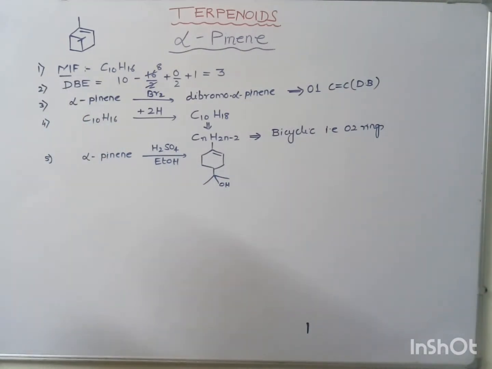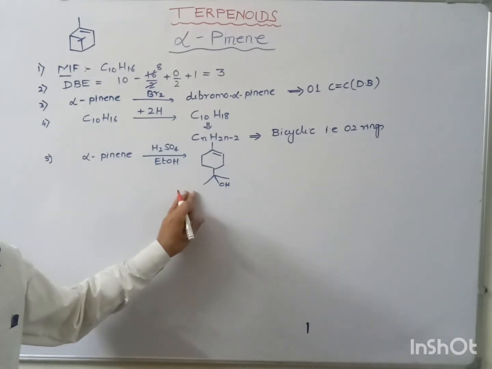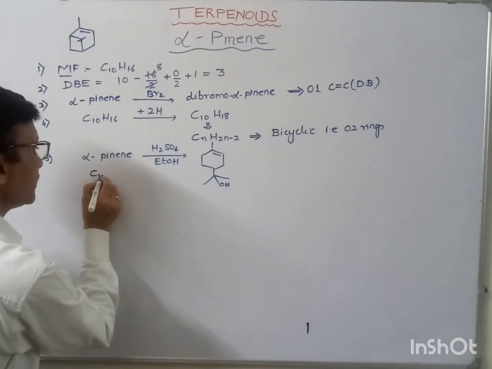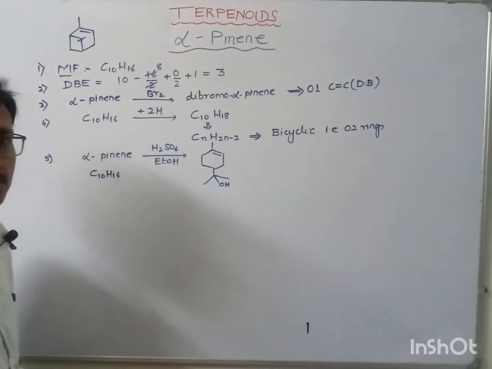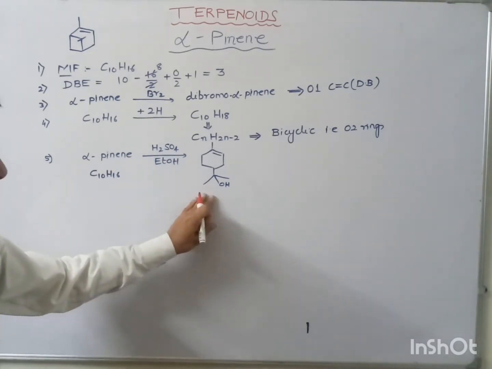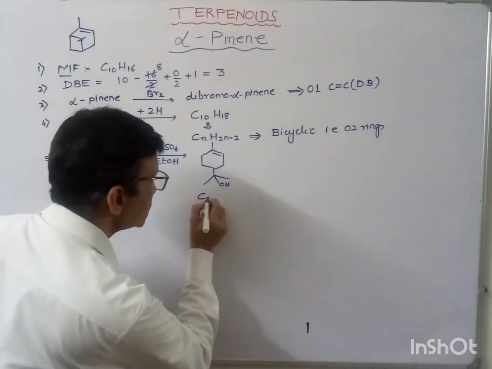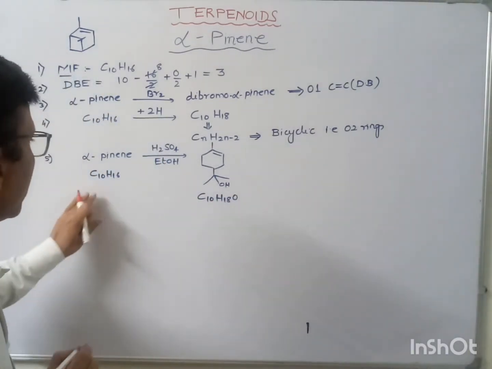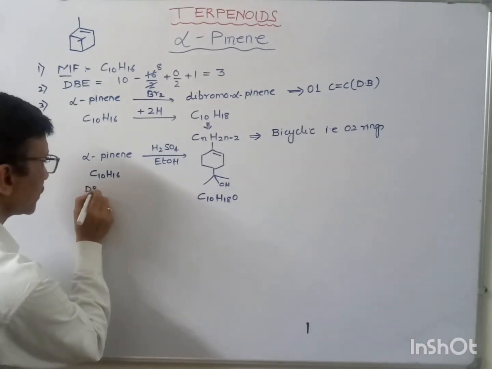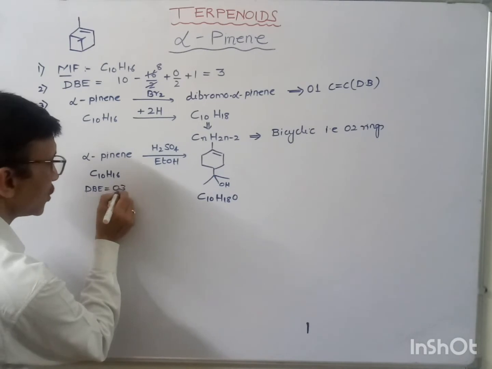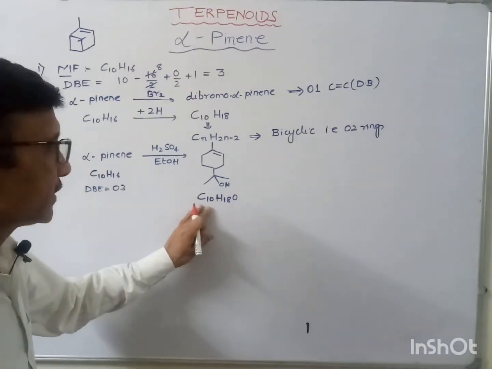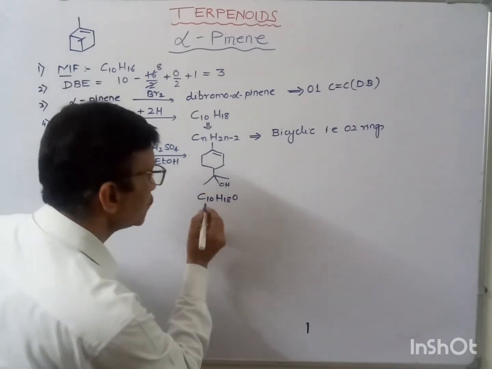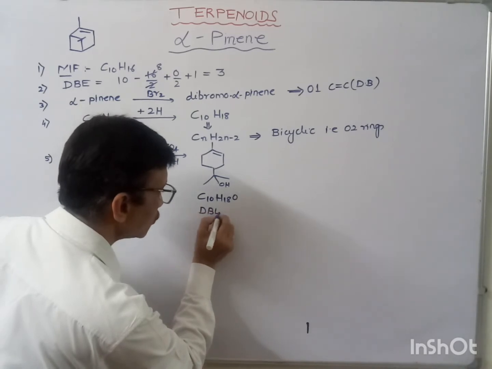Now, what does this reaction indicate? If we see this alpha-pinene, it has the formula C10H16, whereas this alpha-terpineol has the formula C10H18. The double bond equivalent of alpha-pinene is equal to 3, whereas for alpha-terpineol it is 10 minus 18 by 2 plus 1, which is equal to 2. So the double bond equivalent comes out to be 2 here.